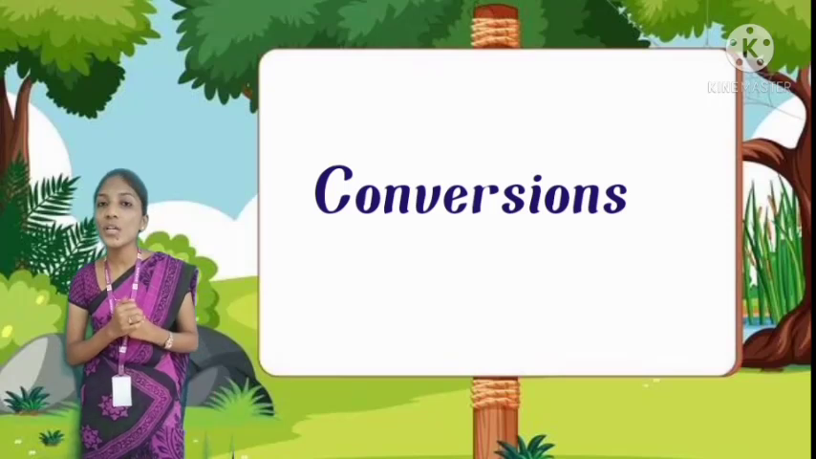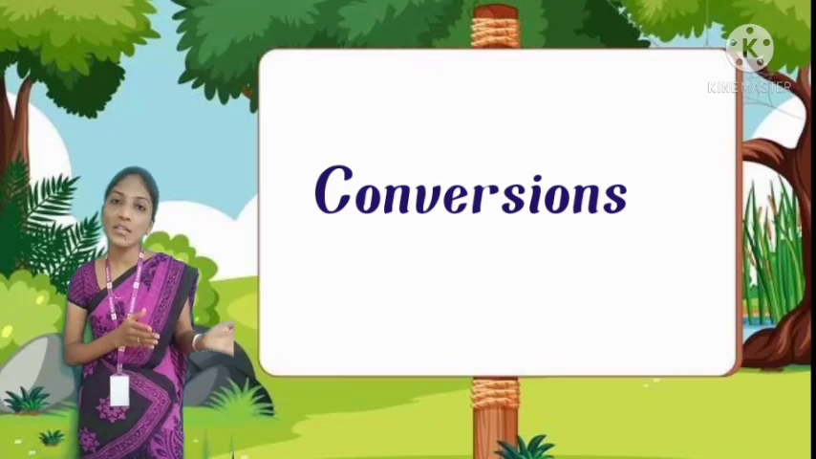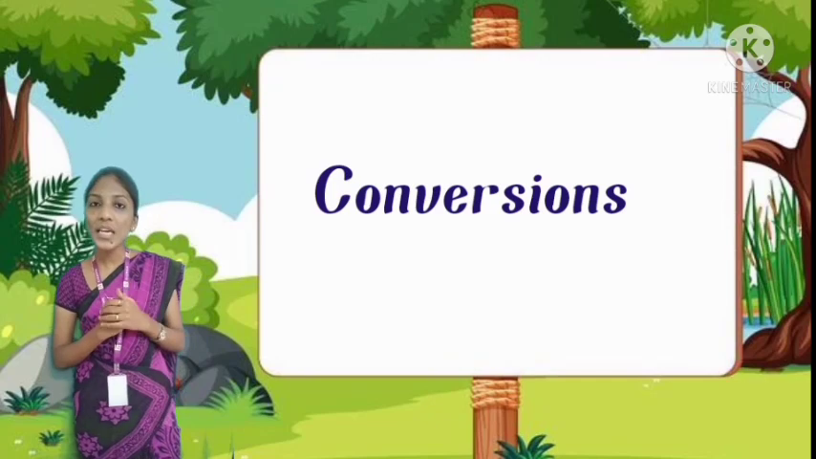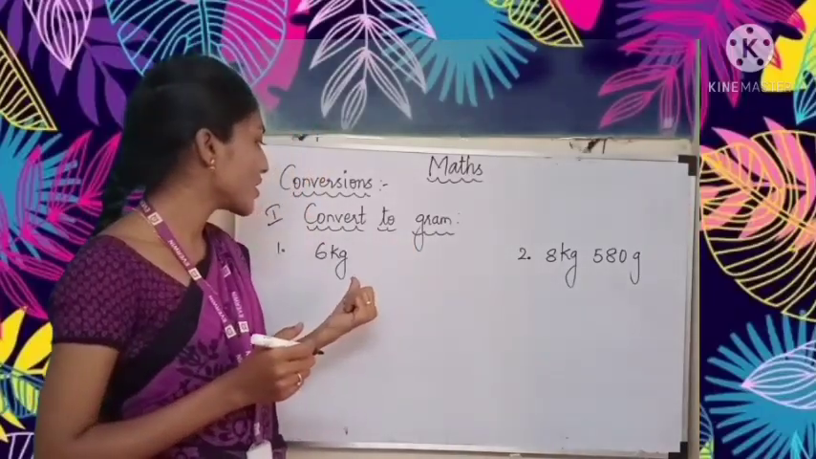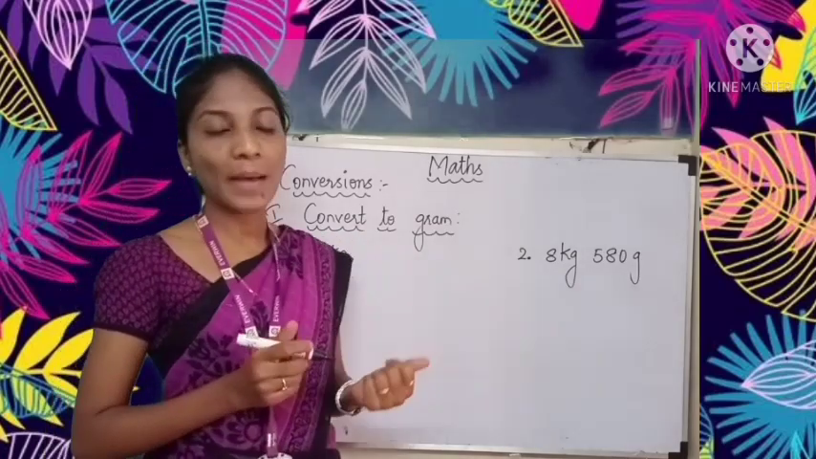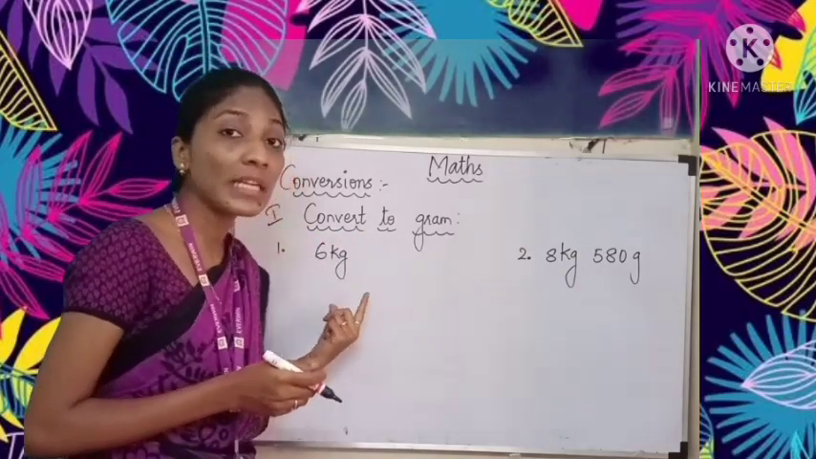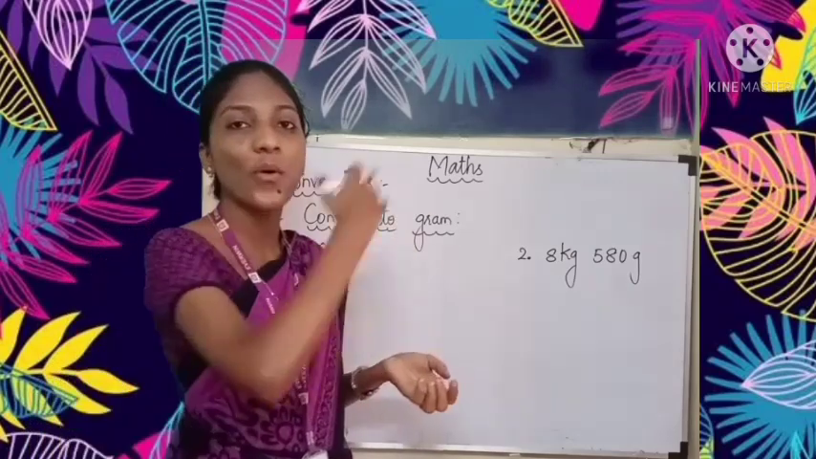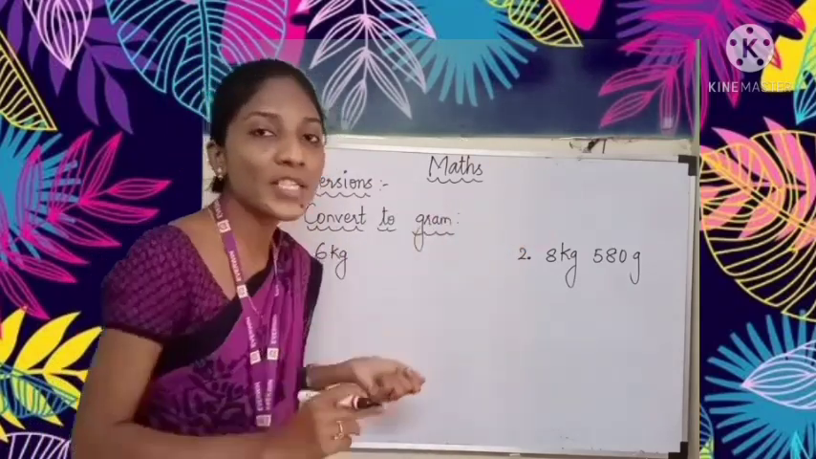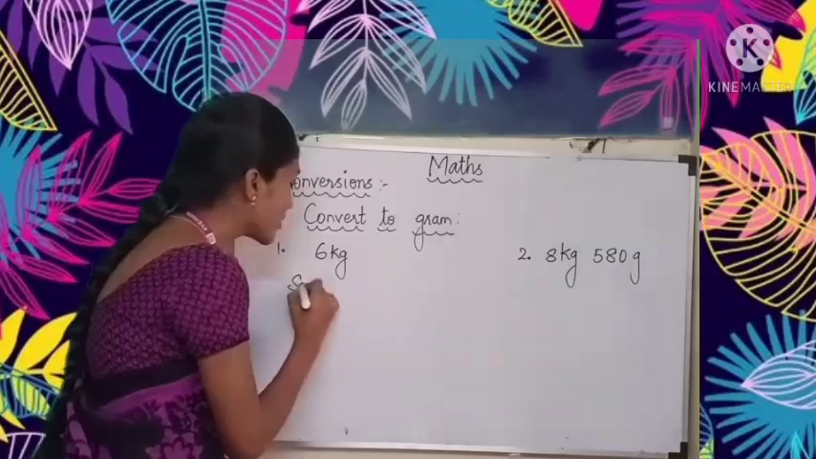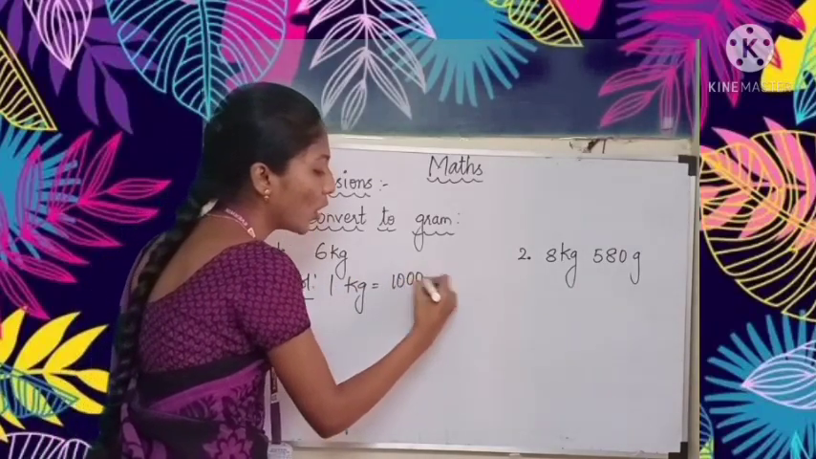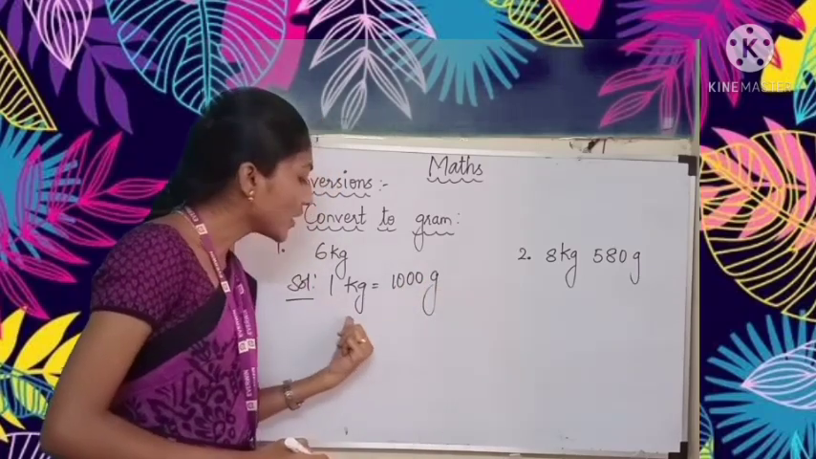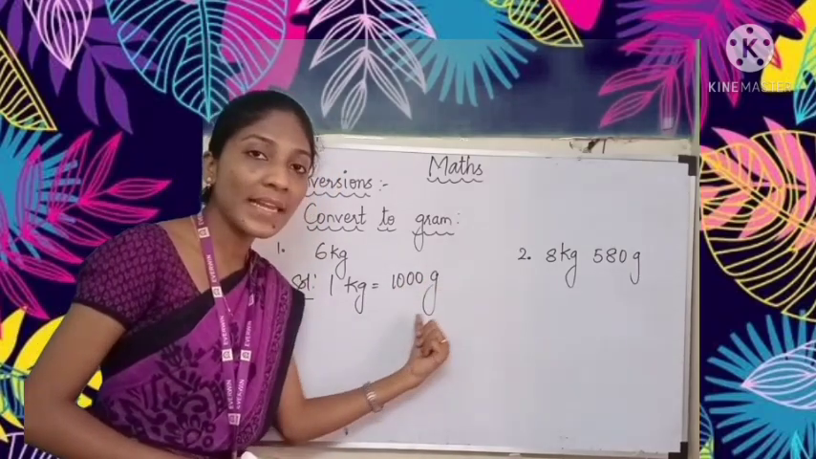So, we are going to convert from one unit to the other unit. Are you all ready? Yes, children. The first conversion is to gram. In the question, it is given in kilogram. You are going to convert the kilogram to gram. First you have to write the formula. What is the formula for 1 kg? 1 kg is equal to 1000 gram.